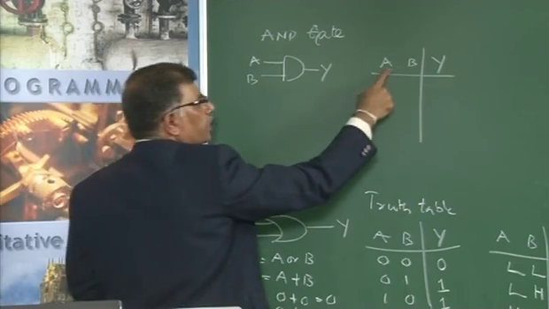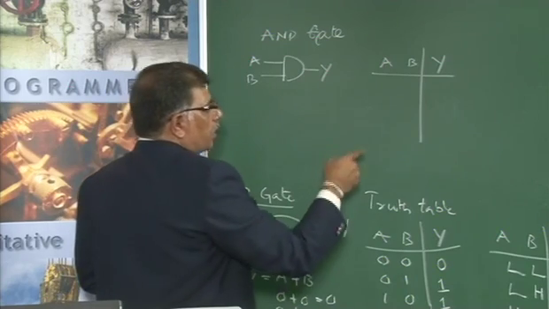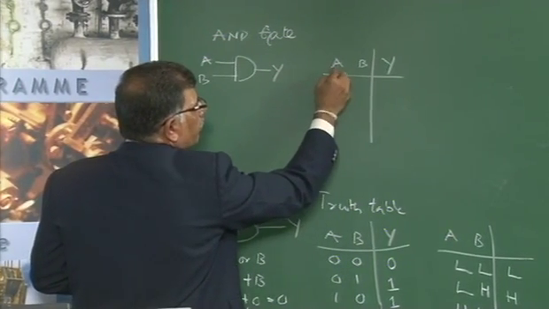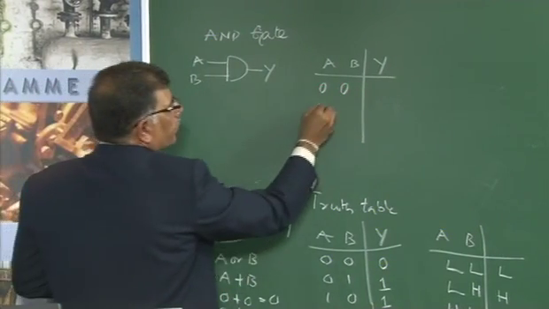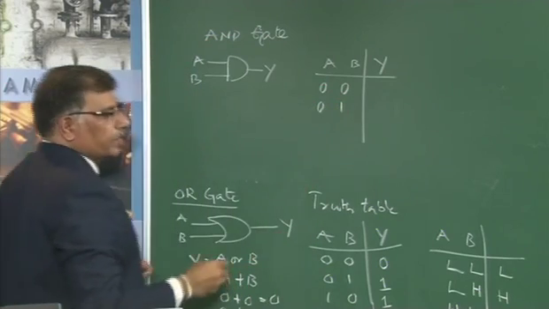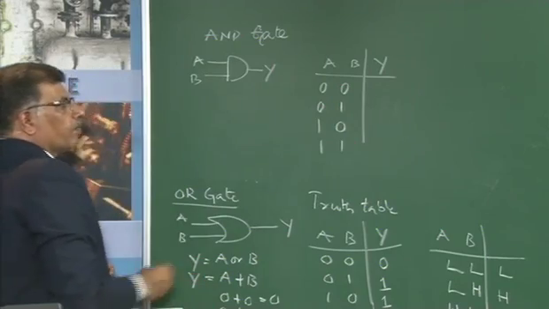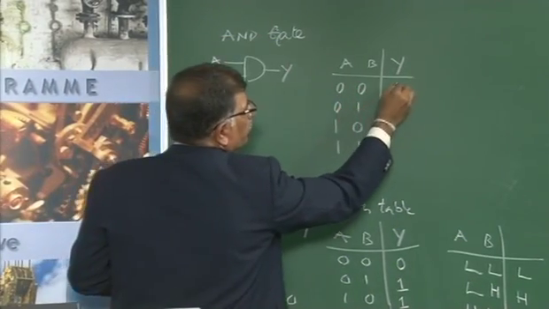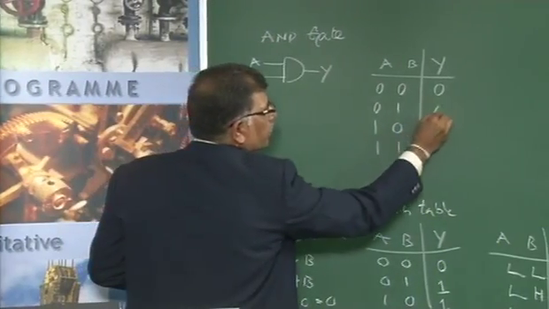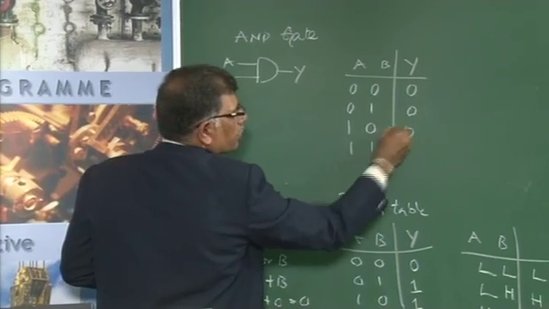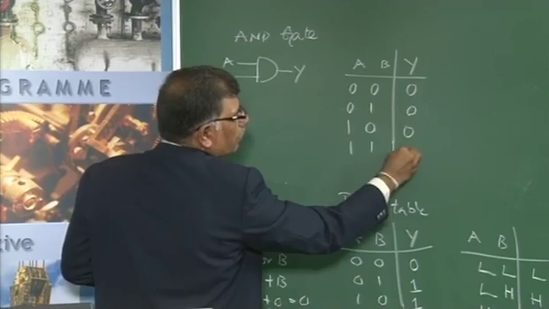Whenever we have 2 logical variables like A and B, we will be getting 4 input combinations. When A is equal to 0 and B is equal to 0, what is the output? When A is 0 and B is 1, what is the output? Like that we have other combinations, 1 0 and 1 1. When A is 0 and B is 0, the output is 0. When it is 0 1, the output is 0, and for 1 0 also the output is 0. When it is 1 1, the output will be equal to 1.